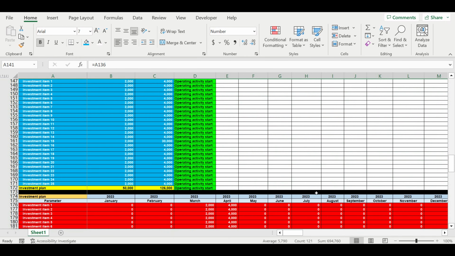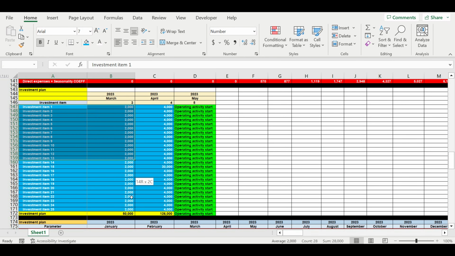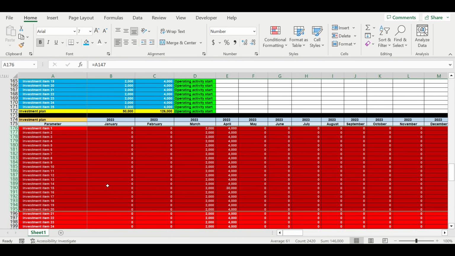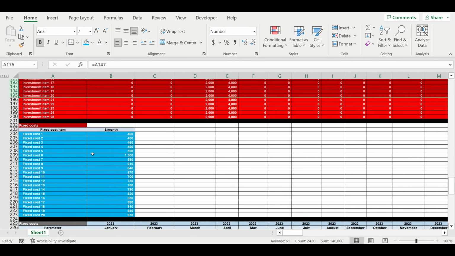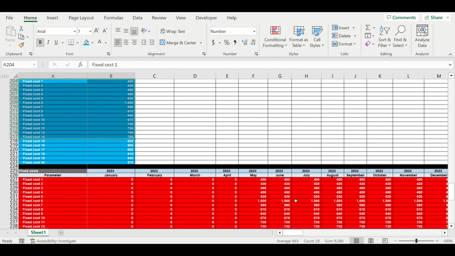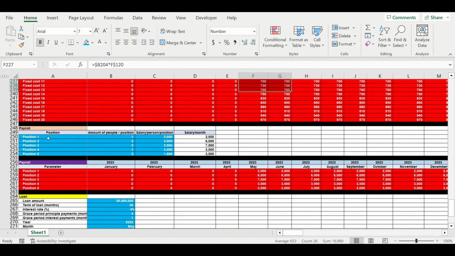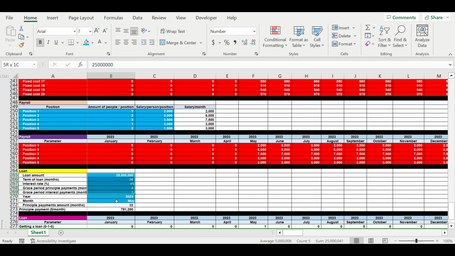Then we describe the investment plan. These numbers, this red line, will also go to cash flow statement. Then we specify fixed costs, and they will appear in our cash flow statement later. We talk about payroll. Here it is. Then we add a loan if we do have one. So here we specify amount of loan, for example, term of loan, interest rate, grace period for principal payments, interest payments, and then we specify when we get this loan.